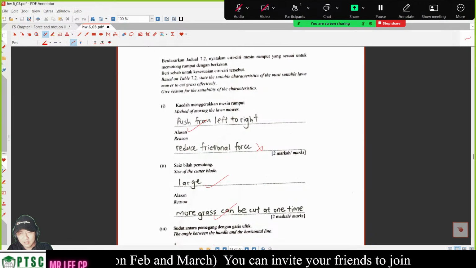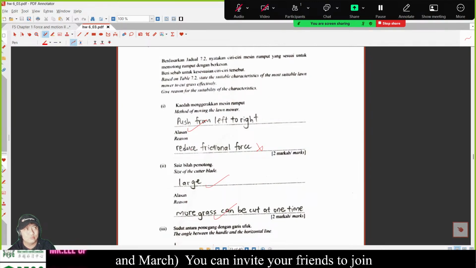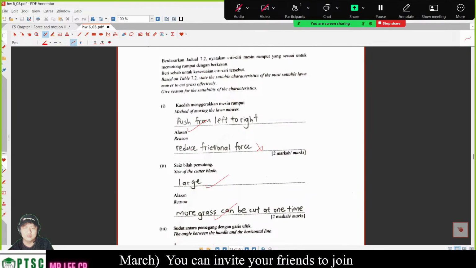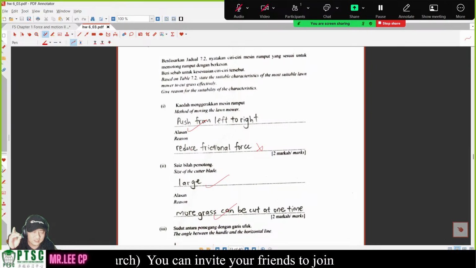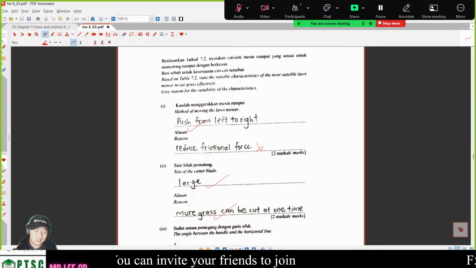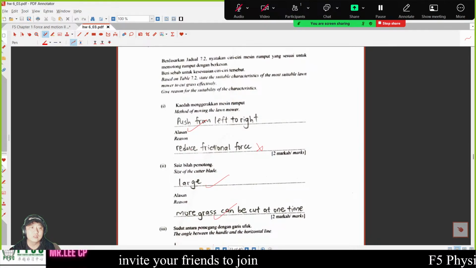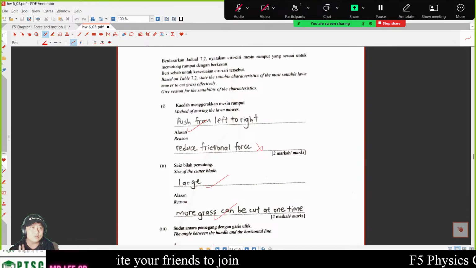All right. Reduce the frictional force. You push or pull, reduce the friction? No, cannot reduce the frictional force. The frictional force is, let's say the ground, the rough surface, it is 20 Newton. So your frictional force is 20 Newton. Either you push or pull, it is still 20 Newton. Right?